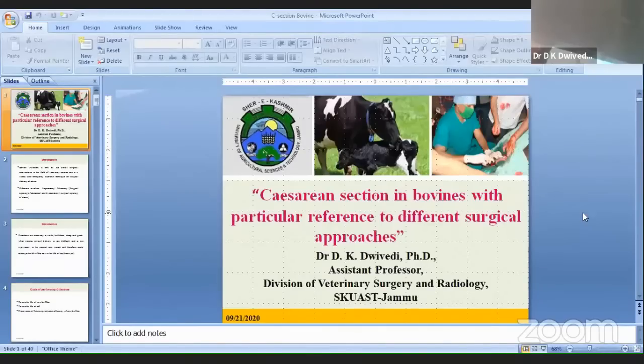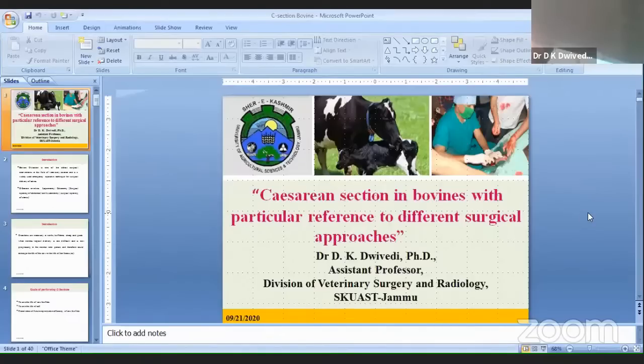Generally, this C-section in bovines is indicated when the obstetrical techniques fail to deliver the fetus. In that condition, we have to go for the C-section to save the life of the mother, as well as, if the fetus is live, to save the life of the fetus. And also, we are trying to preserve the future reproductive efficiency of the mother.